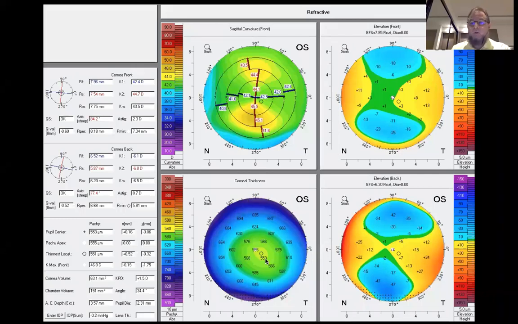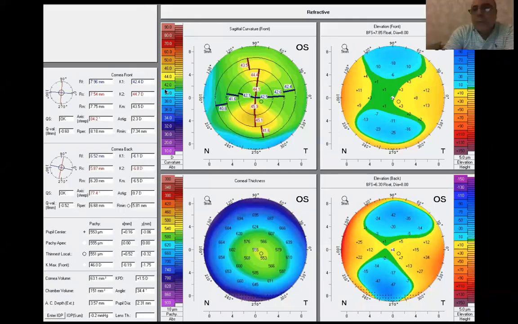Now, regarding the corneal thickness, the pattern is normal, and the thickness of the thinnest location is 551. Now, the question to the panel: is this patient eligible for refractive surgery, especially that he has diabetes? So what do you think? The question is open for the panel.